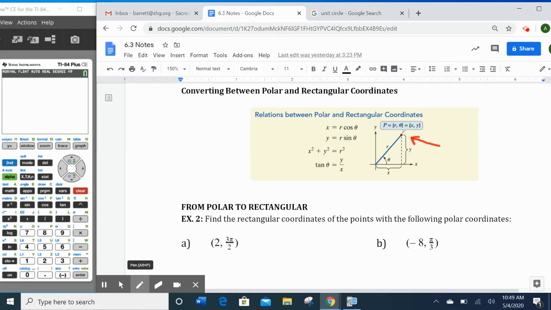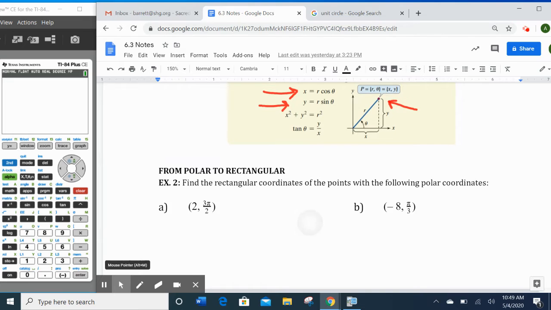Well, I can draw in this triangle, kind of like what we've been doing with the unit circle. r is that distance, that hypotenuse of the triangle, and x and y are the two sides, and then theta is that angle in the center. So I know some things. I know, for instance, that x is equal to r times cosine of theta. I know that y is equal to r times sine of theta. So we'll start there, going from polar to rectangular coordinates.